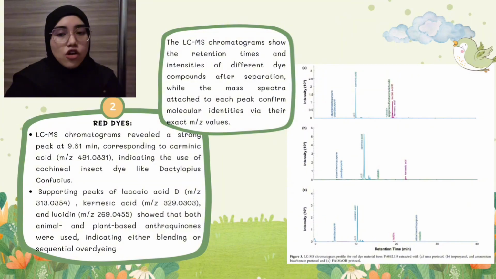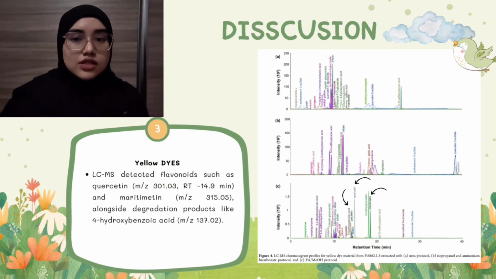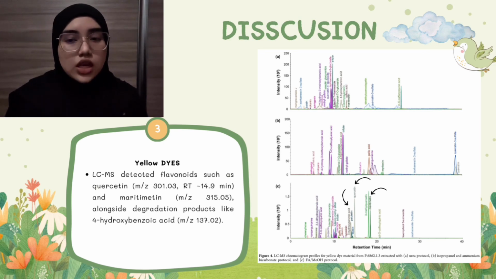The supporting peaks of lac acid, kermesic acid, as well as lucidin showed that both animal and plant-based anthraquinones were used, indicating blending or sequential overlap. Lastly is the identification of yellow dye, where flavonoids are detected through liquid chromatography mass spectrometry, such as quercetin and myricetin, alongside degradation products like 4-hydroxybenzoic acid.